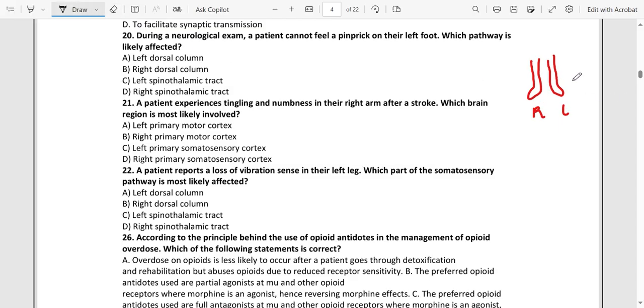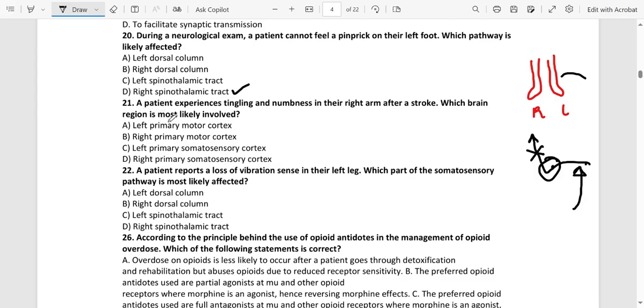So if this is a nerve coming from this part of the body, when you reach the spinal cord, coming from the injury here, you can't feel on the left. This is the left. When this tract enters the spinal cord, it quickly decussates. So if you can't feel on the left, it means that the injury is actually on the right, because the tract quickly decussates. So that's why our friends have said it is the right spinothalamic.